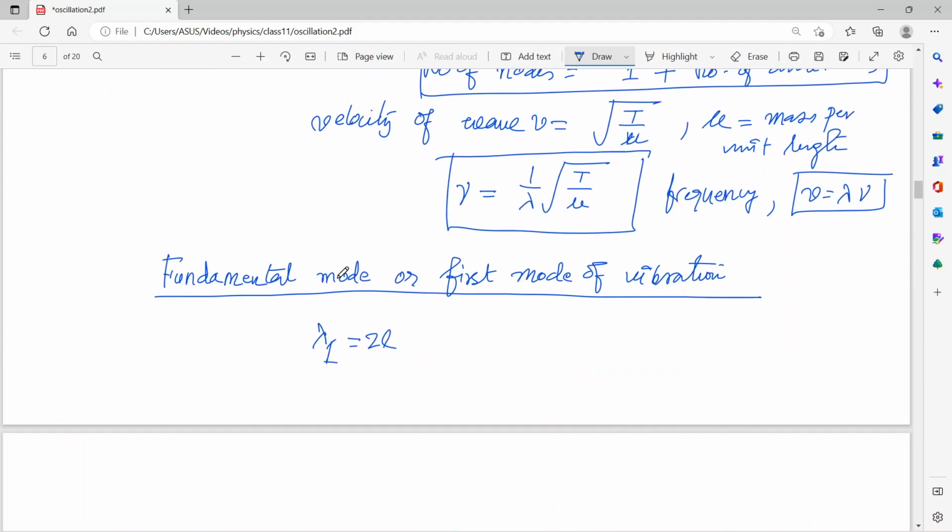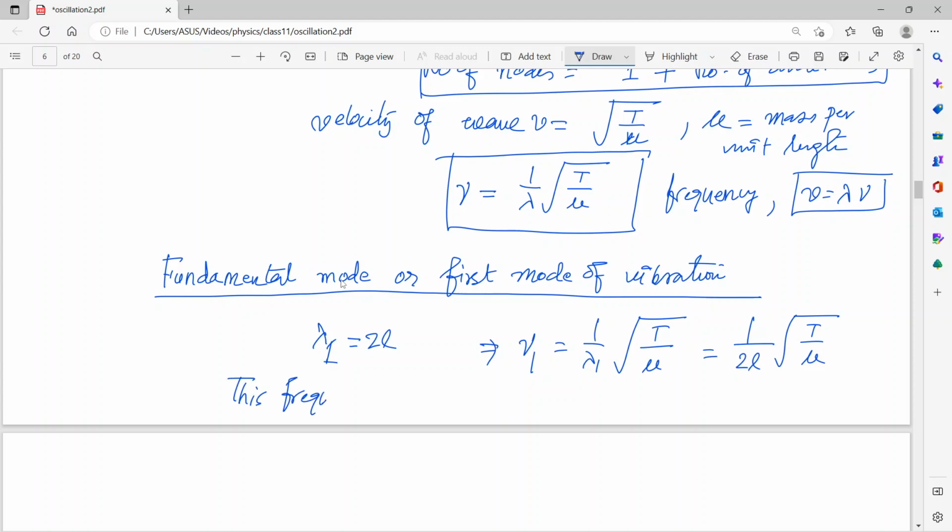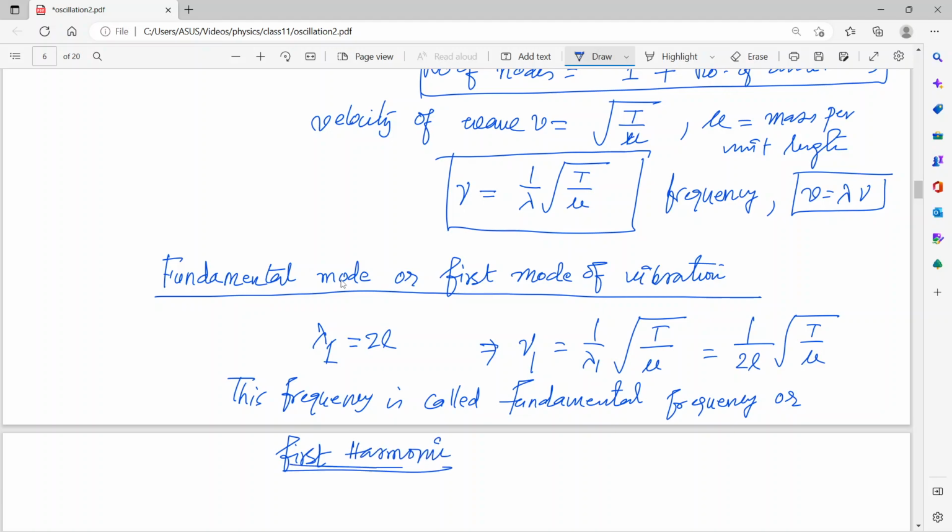So if lambda 1 equals 2L, then the frequency f1 is 1 by lambda 1 root of T by mu, or 1 by 2L root of T by mu. I am just putting lambda 1 as 2L. And this particular frequency is called the fundamental frequency or first harmonic. This is called the first harmonic, right?